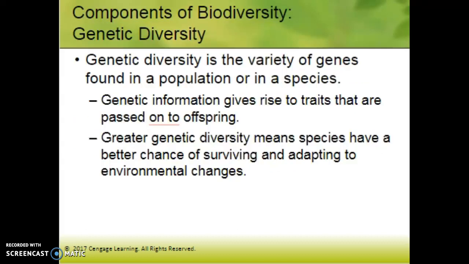Next component of biodiversity is genetic diversity. That's essentially going to be what's in your gene pool. How many different alleles do you have out there on one given trait? You guys know lots about genetics, or you wouldn't be in this class. But essentially, your gene pool is a total accumulation of all alleles in a population.